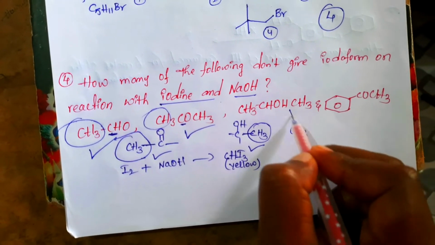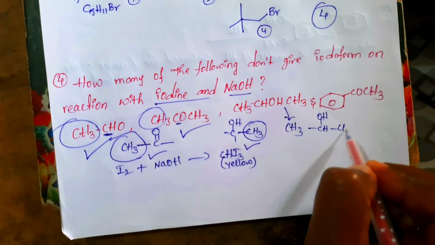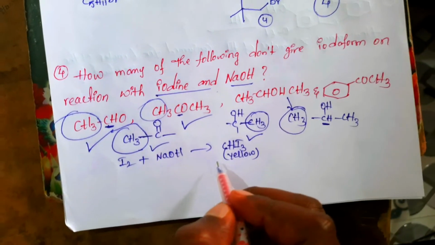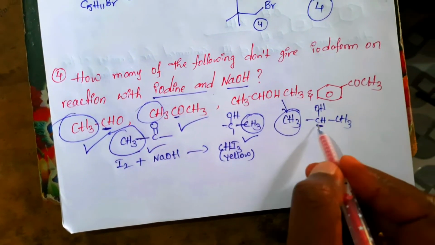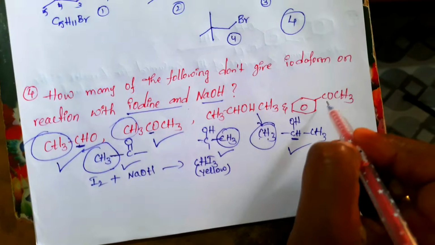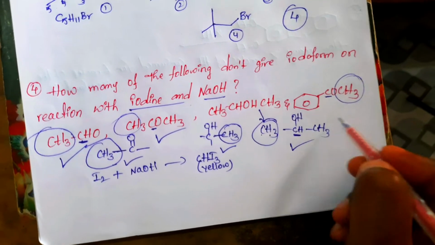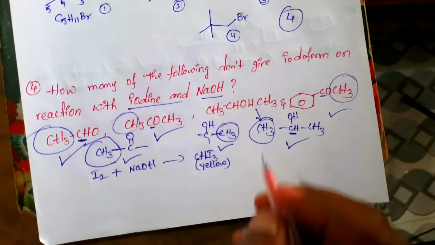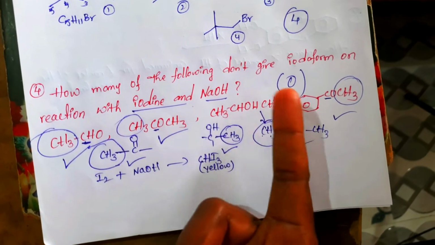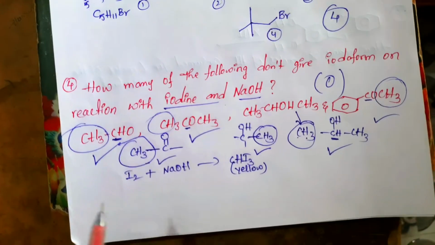Now I will write the same structure here. CHOH, CH3 it is. This is an alcoholic carbon, and the adjacent carbon is a methyl, so it will show the iodoform reaction. Now this is a carbonyl carbon, and the adjacent carbon has a methyl. So all will show the iodoform reaction. Here, in the given compounds, all will participate in iodoform; zero will not give the iodoform reaction. All will give the iodoform.